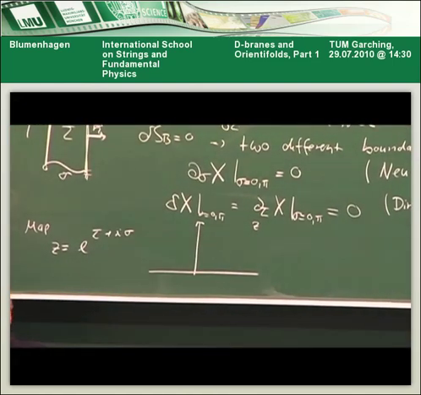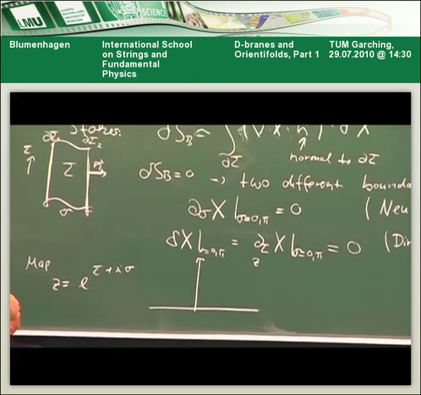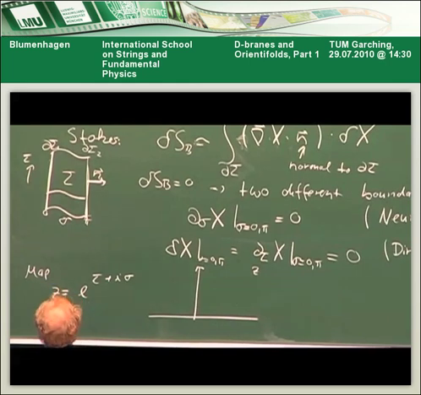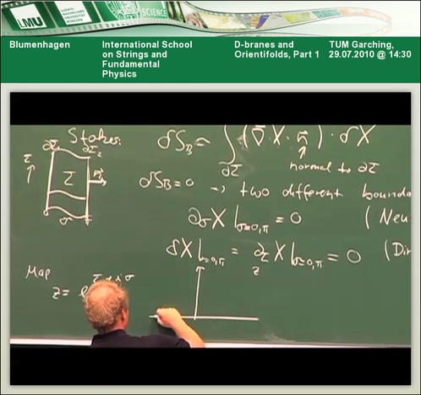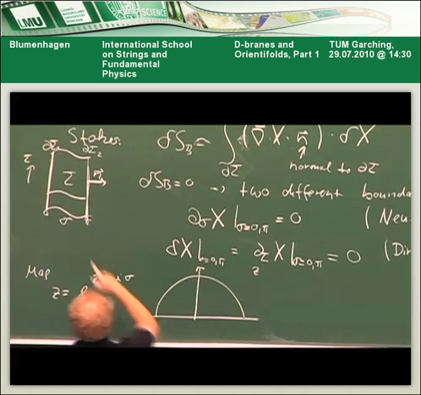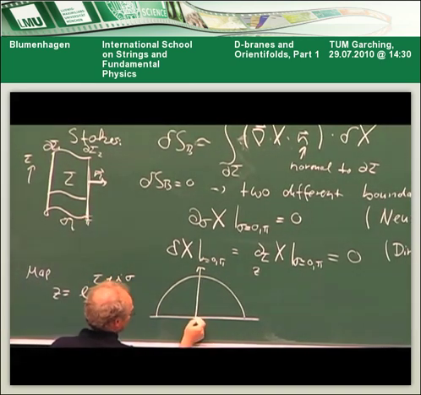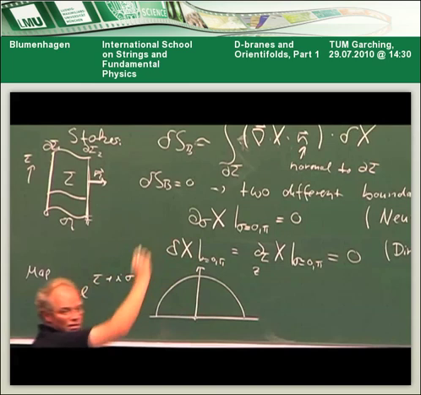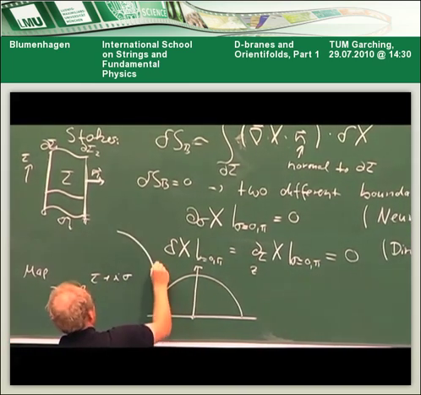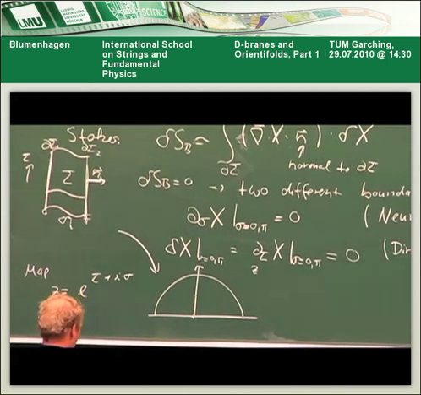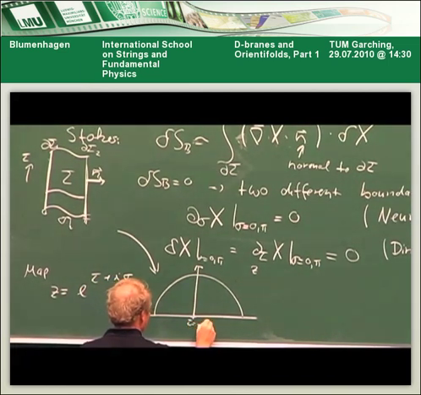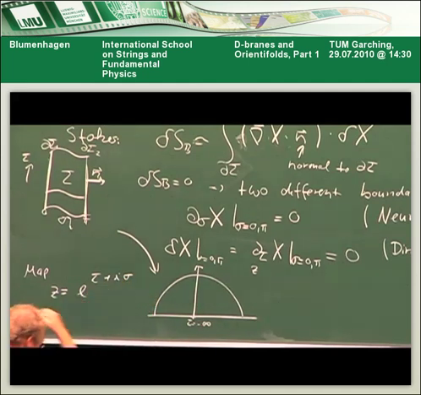I can do this here. Lines of constant tau are mapped to semicircles, like that. Past infinity is this point, and future infinity is infinity. So this is the map, going from here to there. This point here corresponds to tau equal to minus infinity.